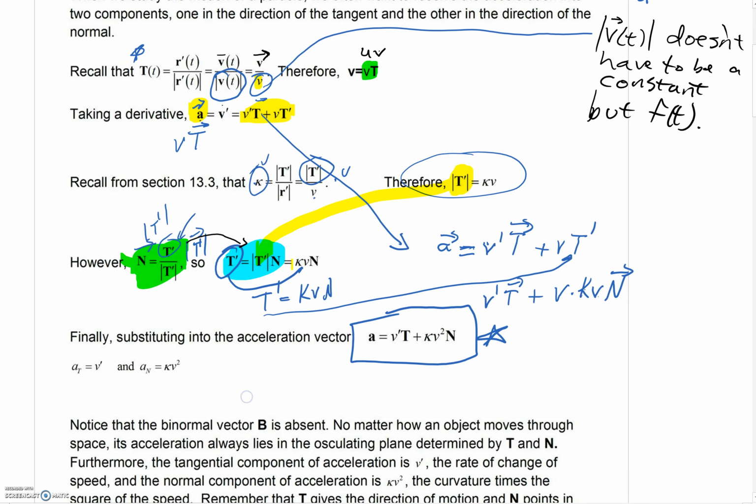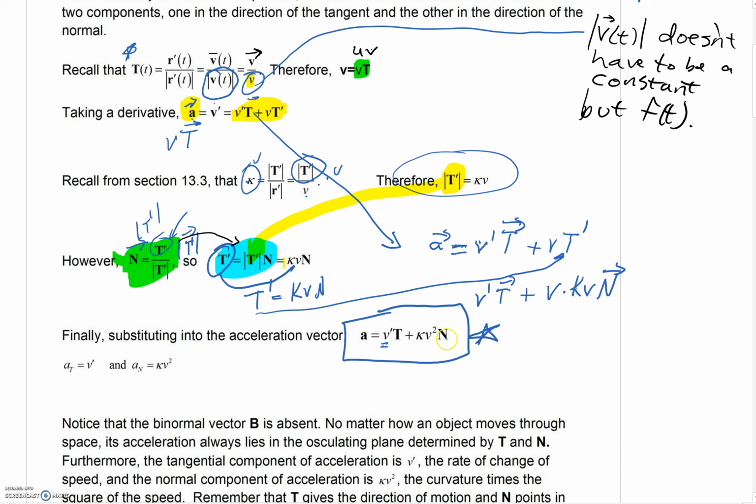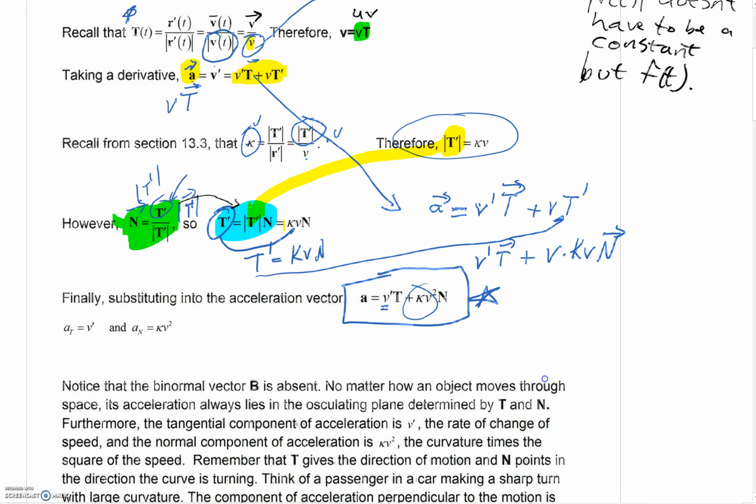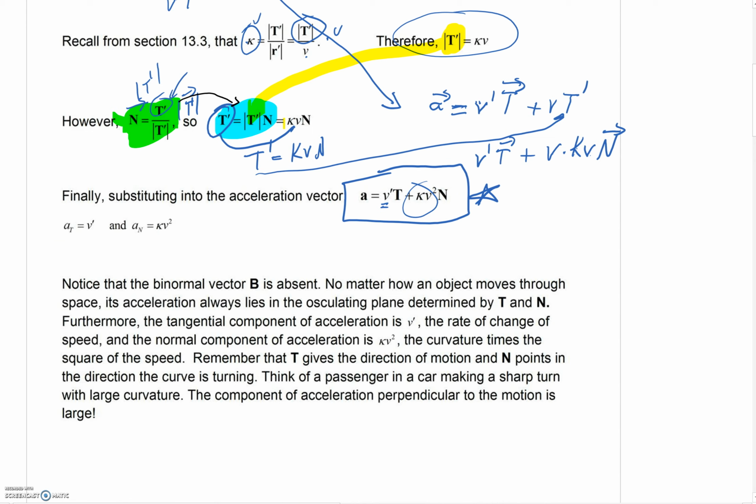Notice the subscripts here. When we write a sub T, that's the tangent component of our acceleration vector. What's in front of our tangent vector? Well, it's going to be v prime. What's in front of our normal vector? Well, that's your kappa v squared. So that can really help you out. You'll be able to use that formula. But notice that the binormal vector, we always saw in our previous sections that the tangent vector, the normal vector, and the binormal vector were all working together for so many problems. Notice that the binormal vector B is absent.